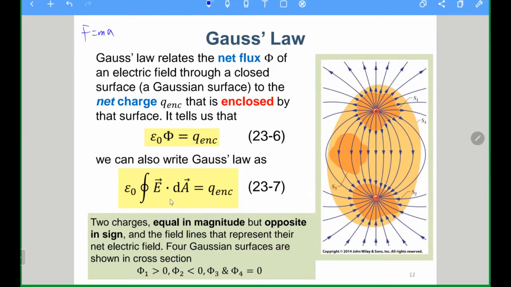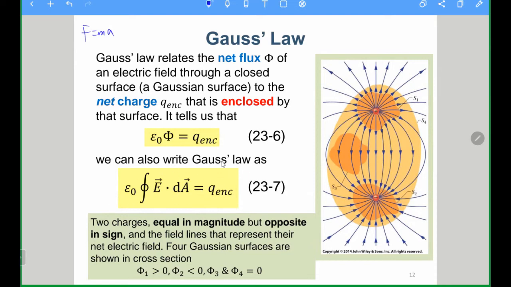Rather than that, we will use a form which looks more complicated. Previously, we already know the net flux is a closed surface integral. The closed integration of E dot dA is the net flux. So rather than writing it like this, we usually write it like this: epsilon naught times the closed surface integral of E dot dA equals Q enclosed. So this is the Gauss law.